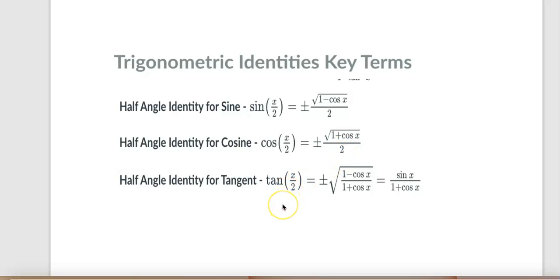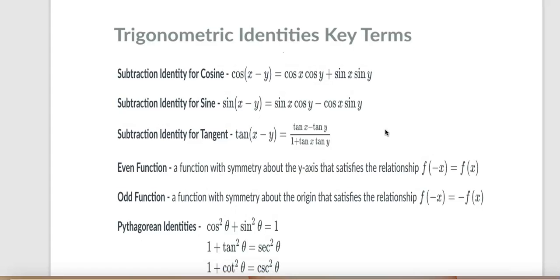And for tangent, we have tangent x over 2 is equal to plus or minus a radical of 1 minus cosine x over 1 plus cosine x, which in turn simplifies to sine x over 1 plus cosine x. So I will explain to you how it simplifies to this part over here, sine x over 1 plus cosine x. So let's see, do we have any other? Yes, so we have some more identities.